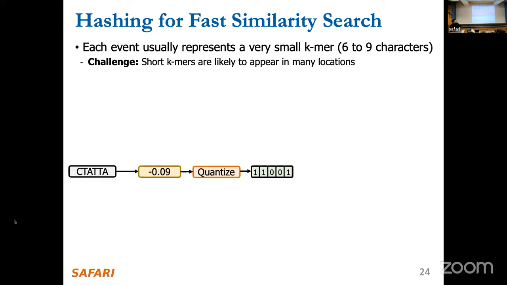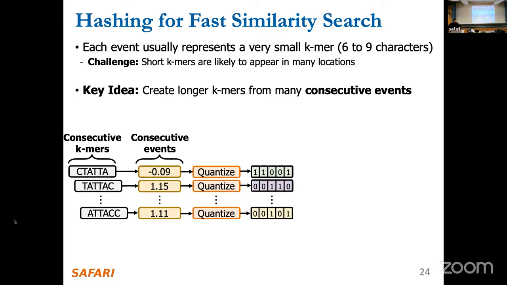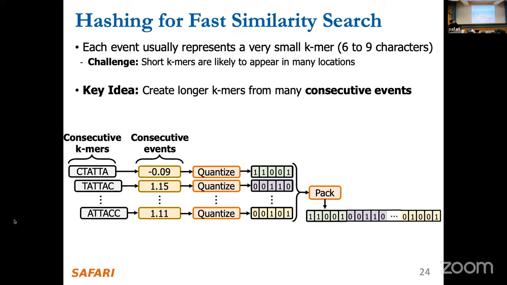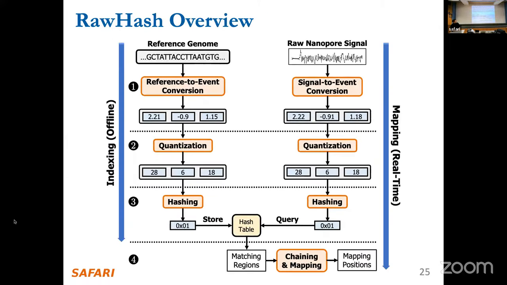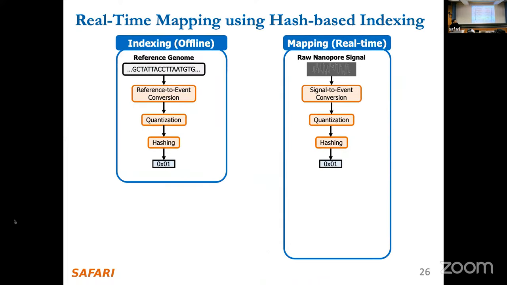So our idea is to reduce this potential number of matches. How do we do it? We create longer k-mers from the shorter k-mers. We concatenate these consecutive events, their quantized values, together. We pack these quantized event values together to generate some value, and then we use a low-collision hash function to generate a hash value from it. This essentially becomes the hash value for a longer k-mer that we sequence from a sequencer. So these are all the steps up until here.